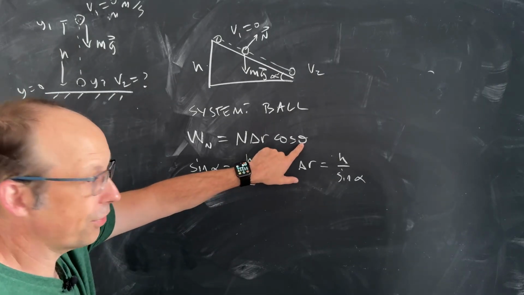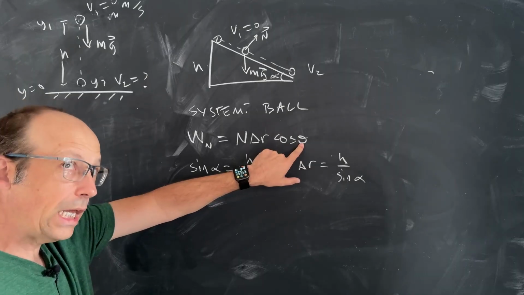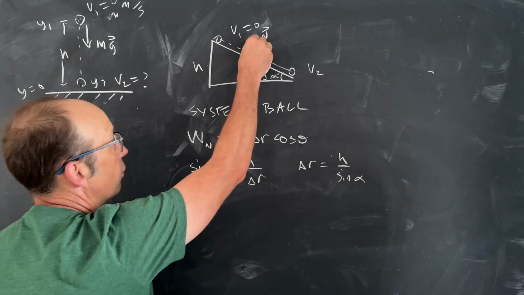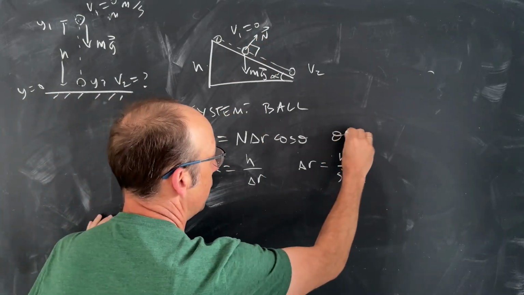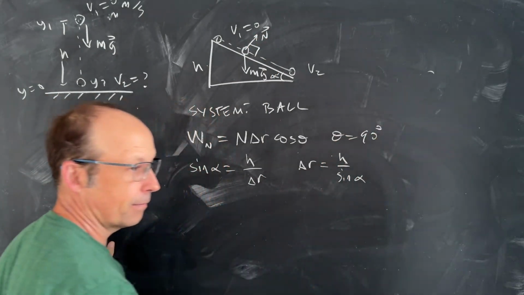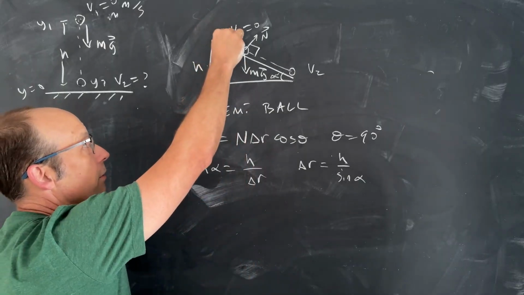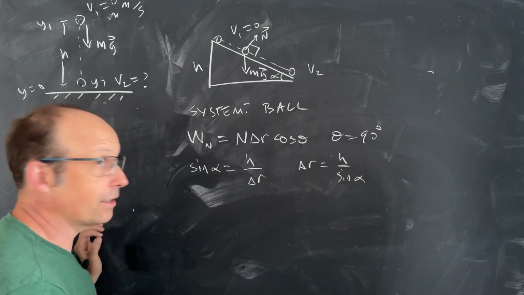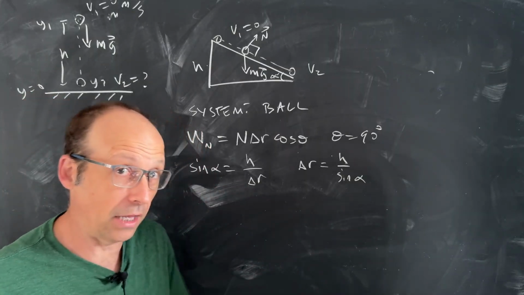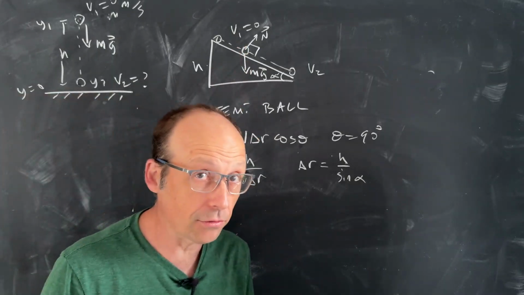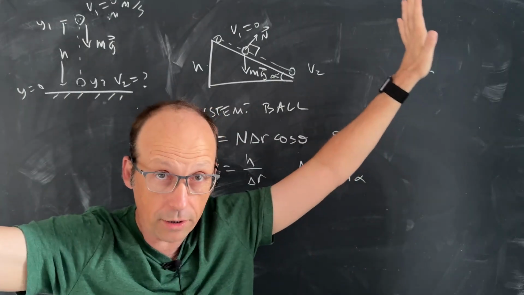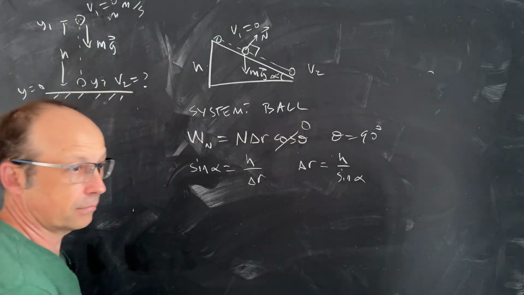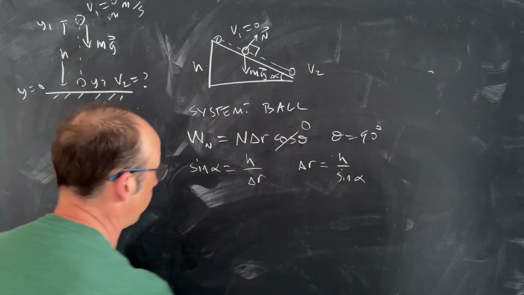But this is the angle theta, the angle between the direction it's moving and the direction of the force. And notice right here, theta is 90 degrees. So what happens as this ball slides, doesn't roll, slides down the incline, the normal force doesn't do any work. I don't even need to find the magnitude of that normal force. I know that it's perpendicular to the direction it's moving, so no work done. Okay, so this is going to be equal to 0.